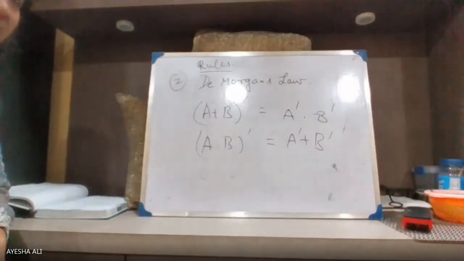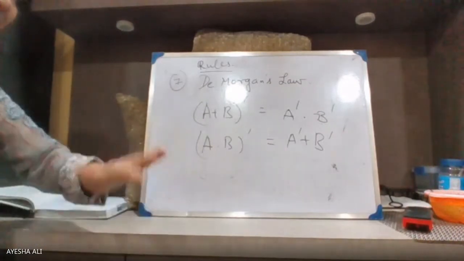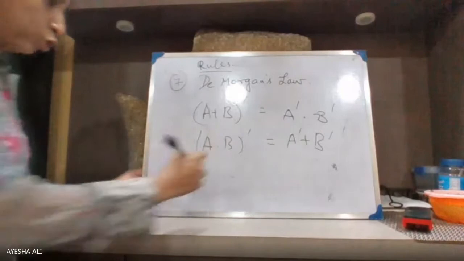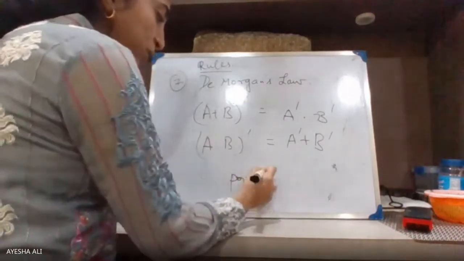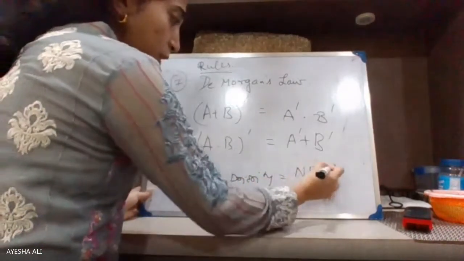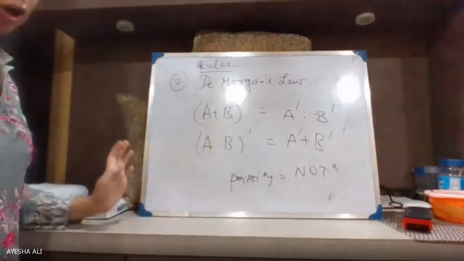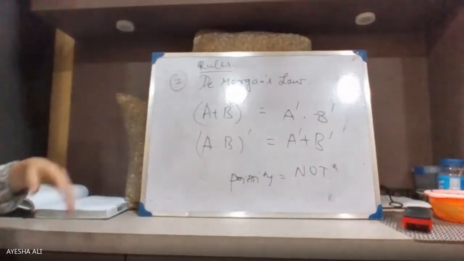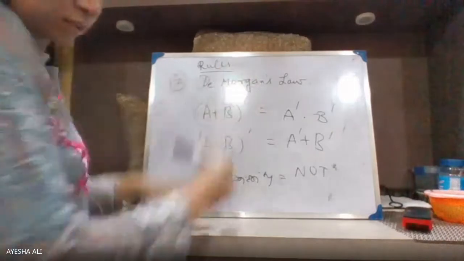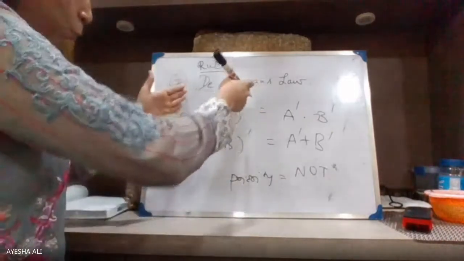Okay, now priority. That means in a logical expression, which one will you evaluate first? Which one next? Which one third? So the priority goes something like this. NOT has the highest priority. So in the expression, if you have a NOT, you have to work on this portion first.